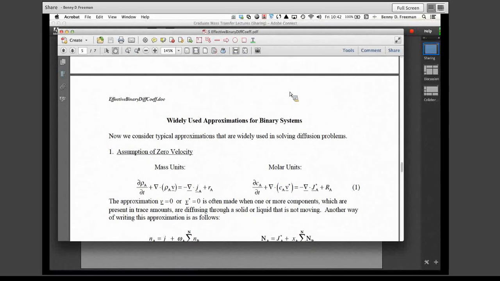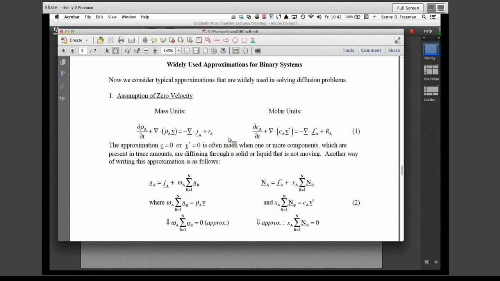And if we're in one of these limits, which is often the case, then the modeling is on a very sound theoretical basis. And so this is why you see it so widely used that way, this binary approximation, even in situations where very typically it's not just a binary system. So here are some widely used approximations for mass transport in binary systems. One is the assumption of zero velocity.